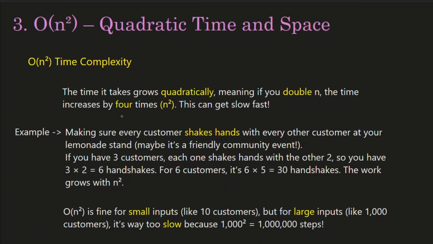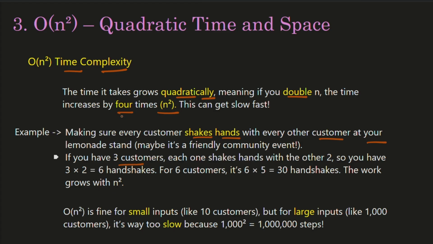O of n squared time complexity. What it means: the time it takes grows quadratically, meaning if you double n, the time increases by 4 times, n squared. This can get slow fast. Example: making sure every customer shakes hands with every other customer at your lemonade stand. Maybe it's a friendly community event.